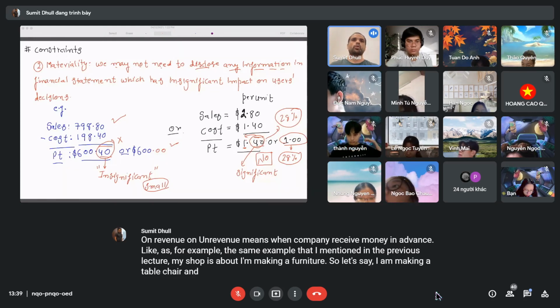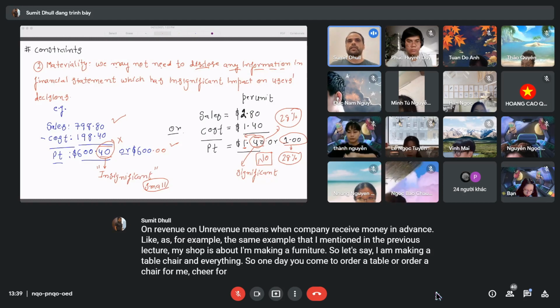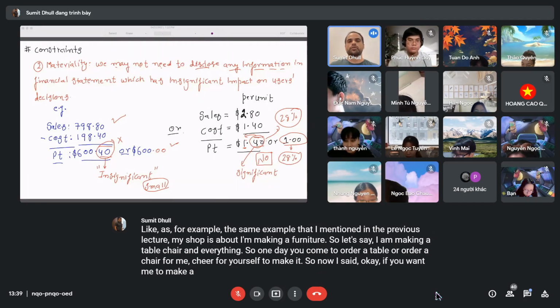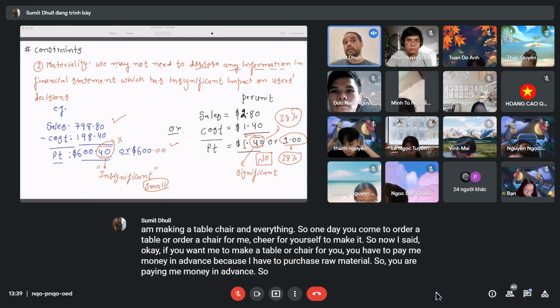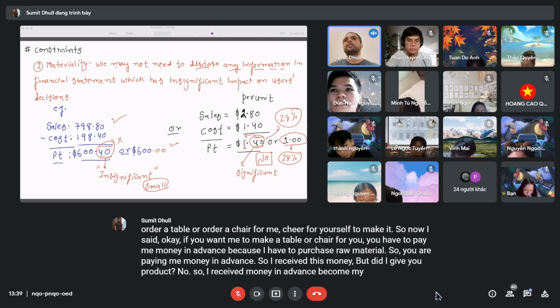So one day you come to order a table or a chair for yourself from me. I say, okay, if you want me to make a table or chair for you, you have to pay me money in advance because I have to purchase raw material. So you are paying me money in advance. I received this money, but did I give you the product? No. So the money I receive in advance becomes my unearned income.